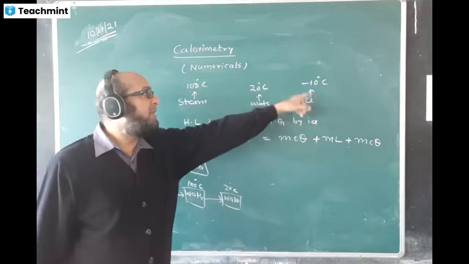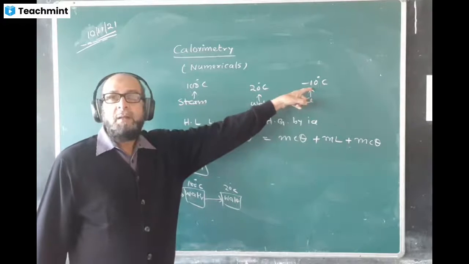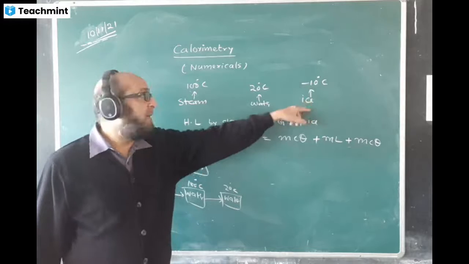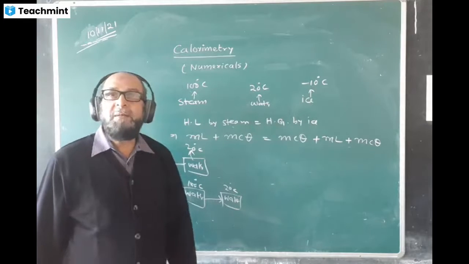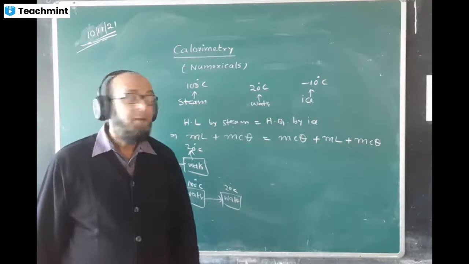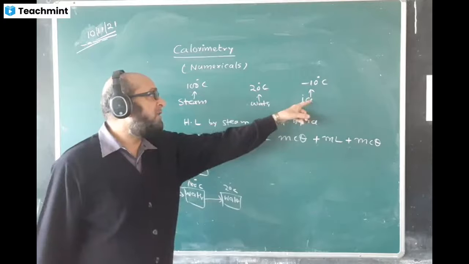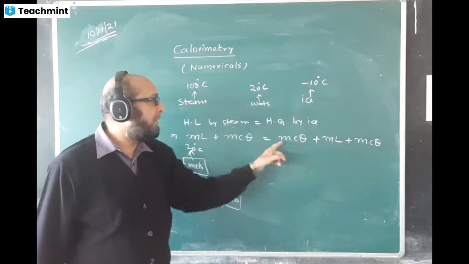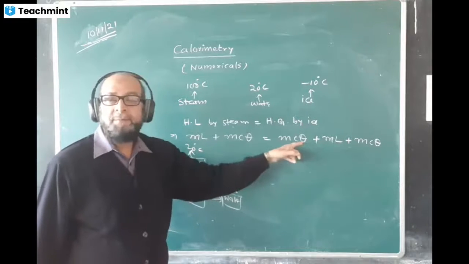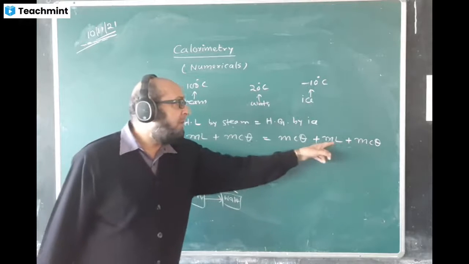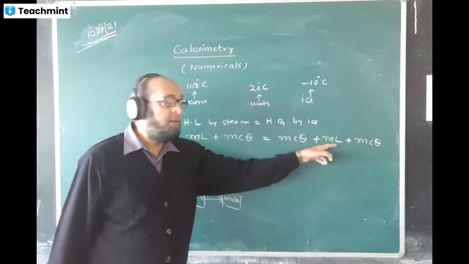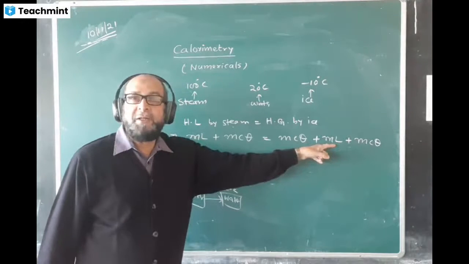Come to this side now, ice at minus 10 degrees given. Do you think ice will melt at minus 10? What is the melting point of ice? 0, no? Bring the ice to zero degrees, that is, ice temperature from minus 10 to 0. You are bringing it up with MC theta. Now the ice will start melting. Change of state, ML. It will give water of 0 degrees Celsius.